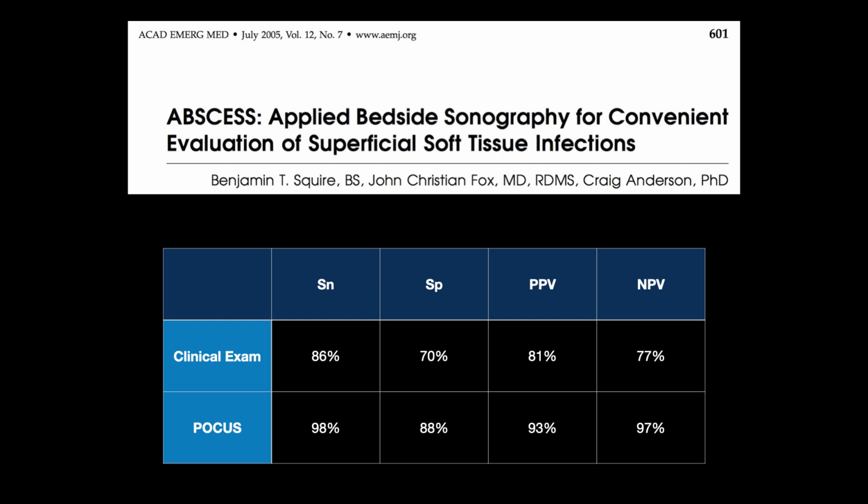When you add the ultrasound to that, you profoundly improve the characteristics of your physical exam, right? And so if you're going to go into this saying physical exam only, 86, 70% sensitive and specific respectively. If you add the ultrasound, you increase that to nearly 100% on your sensitivity and about 88% on your specificity, right? The next question is, does this change management?